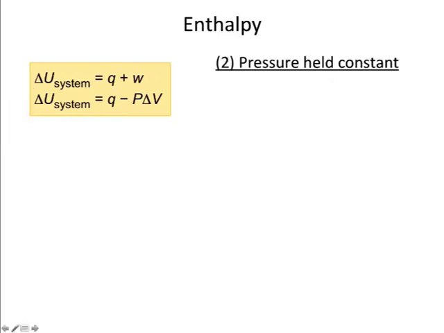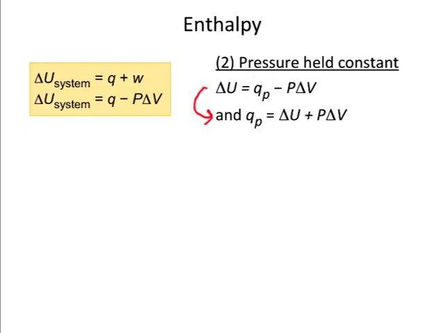Alright, so now the second scenario, and this is going to get us towards enthalpy. The pressure is held constant. So let's take the same equation again, and let's say delta U equals Q minus P delta V. And now we're going to say Q_P for heat at constant pressure. So then let's just rearrange this equation and we're going to solve for heat at constant pressure. So we'll just scoot this down here and rearrange it.